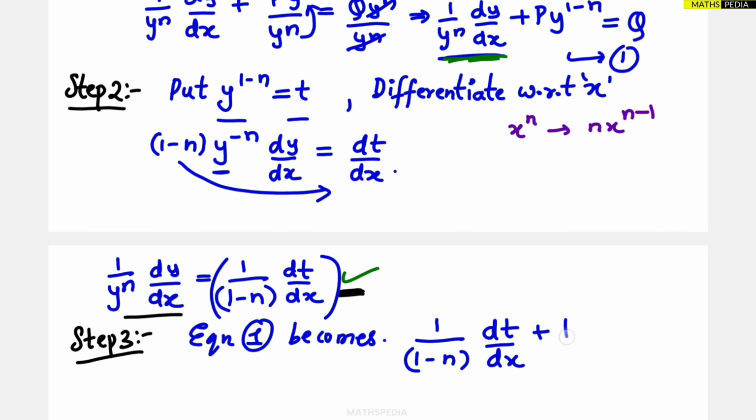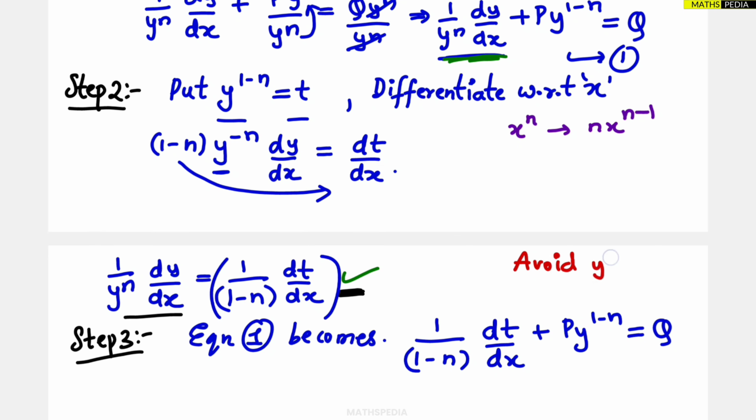Plus, now y power 1 minus n will remain as it is, equal to Q as it is. Okay, this part is done. Now we'll again simplify. One more thing I should let you know: here we are trying to avoid the y variable. Note it over here: you have to avoid the y variable in this equation.